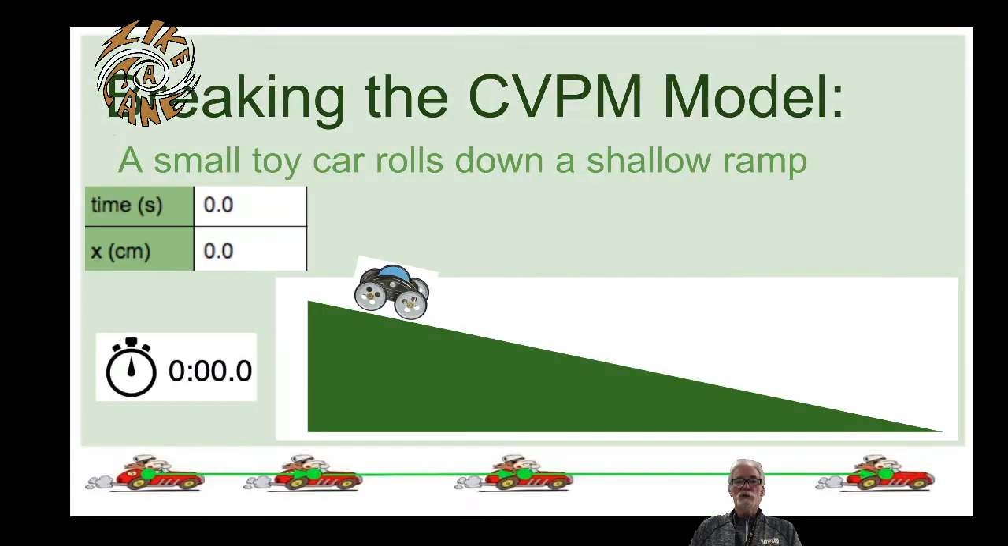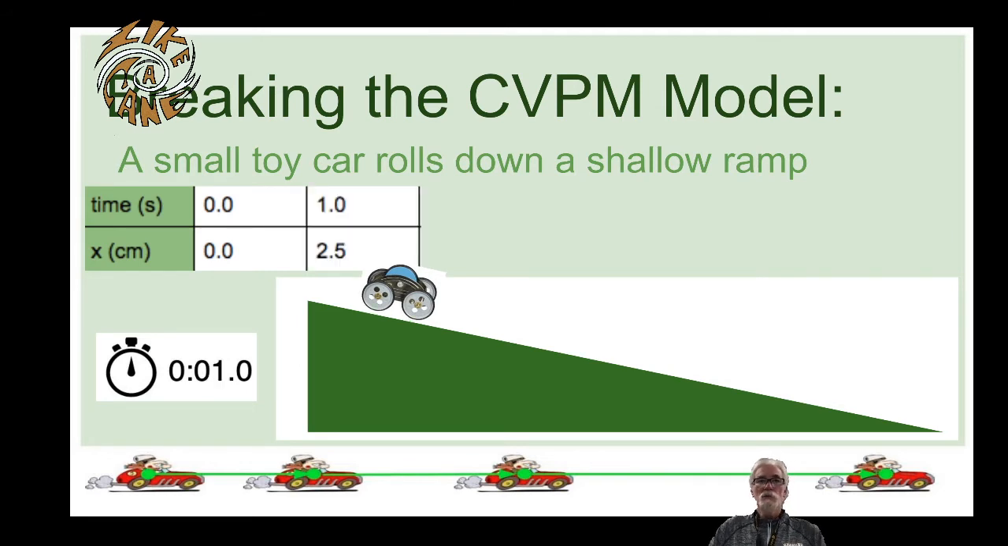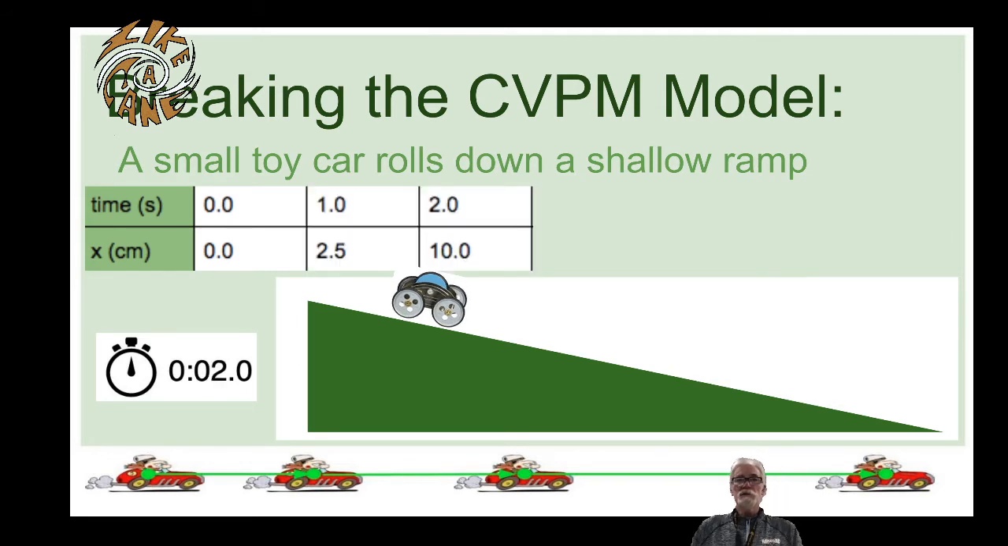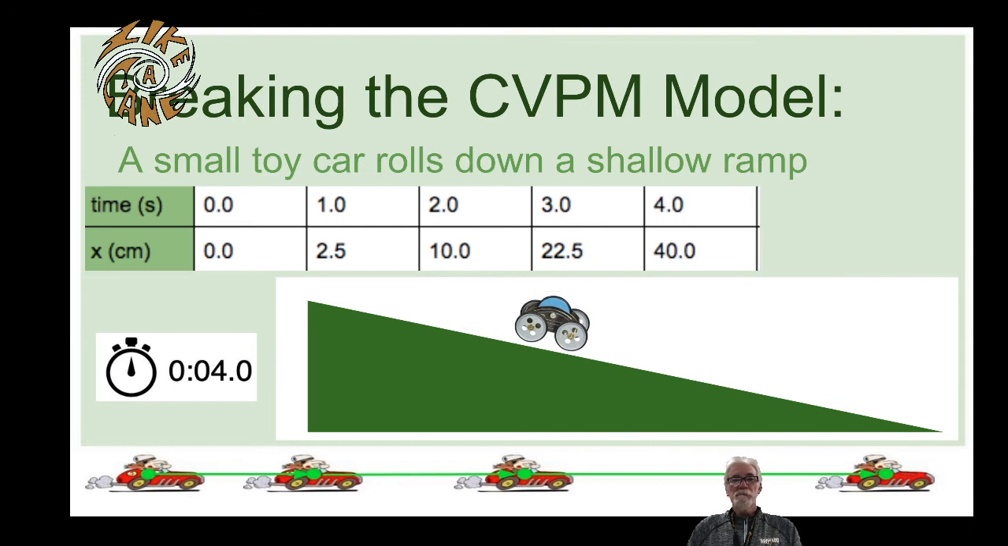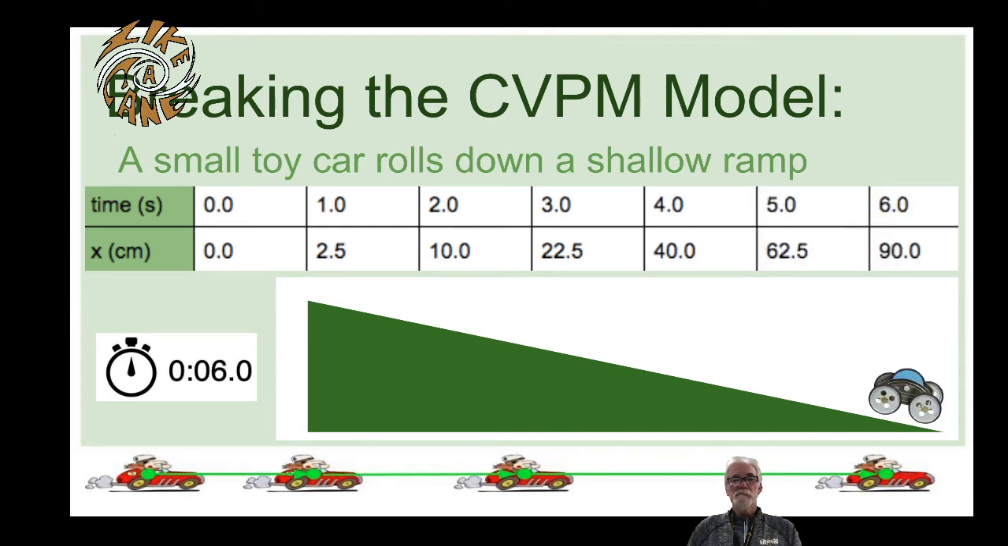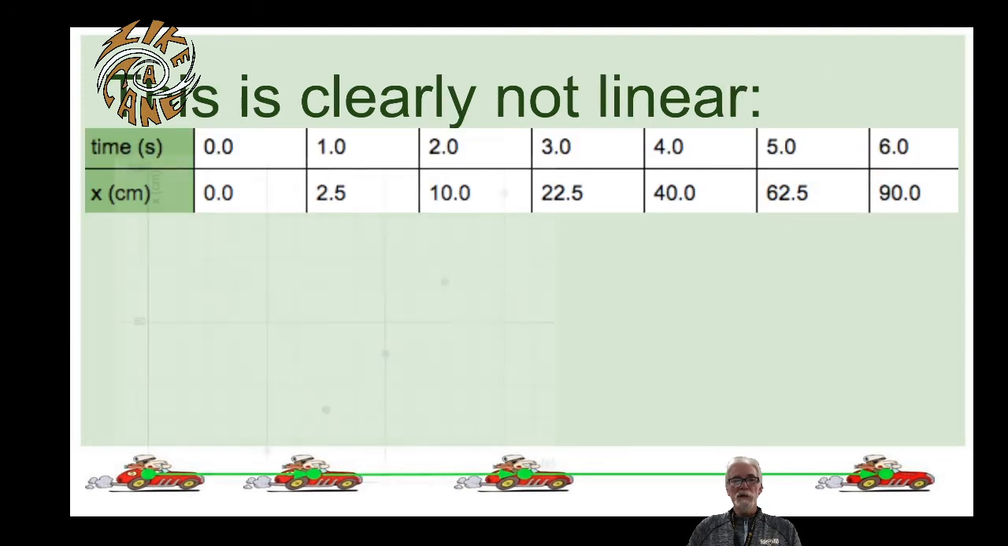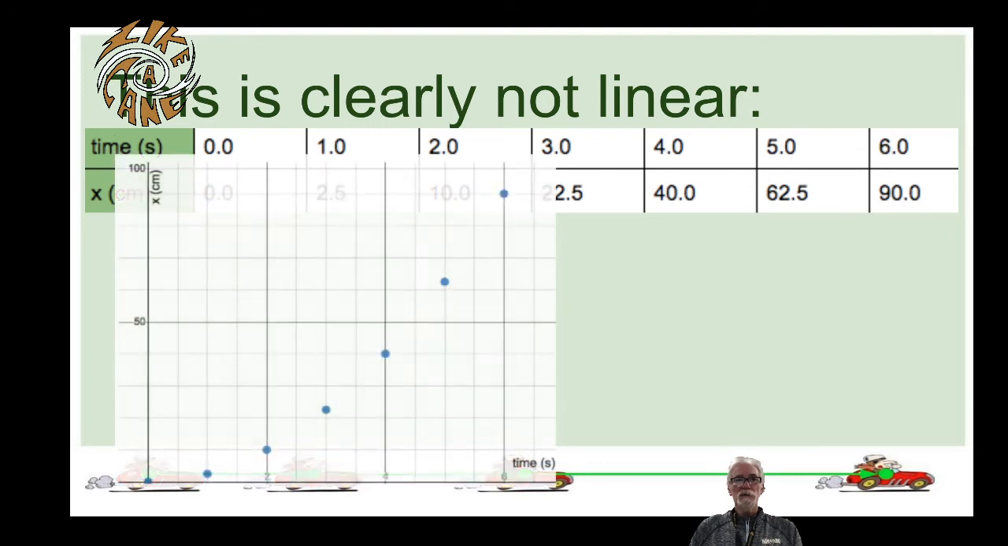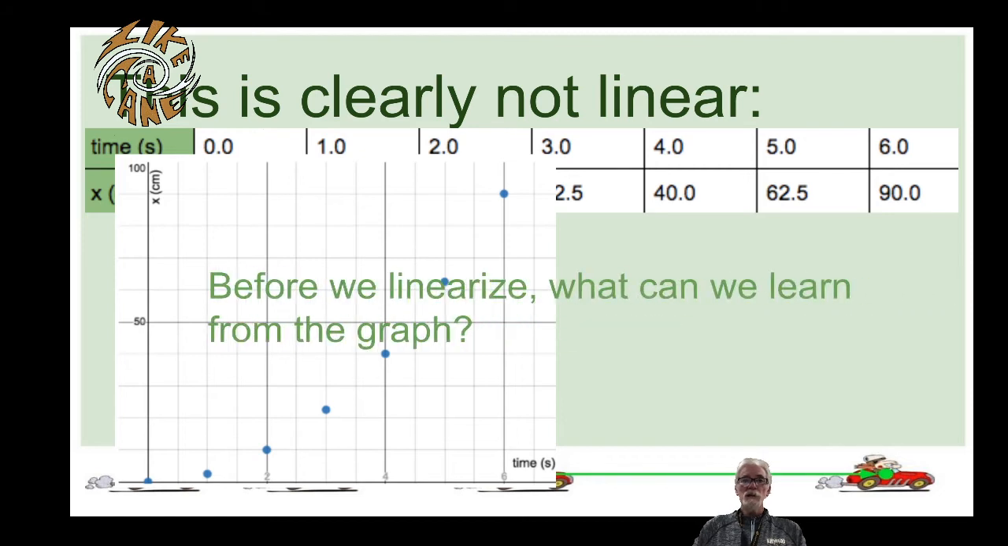Imagine a small toy car rolling down a ramp. As it rolls, we'll record the position every second. There's our data. A scatter plot of this data shows that a line will probably not be a good model for this relationship. And after studying model building, you probably know what to do to linearize this pattern. And we'll do that in a later video. But for now, let's just see what we can learn from this graph before we linearize it.